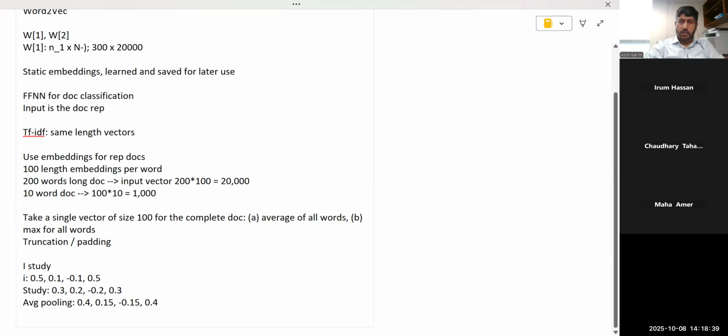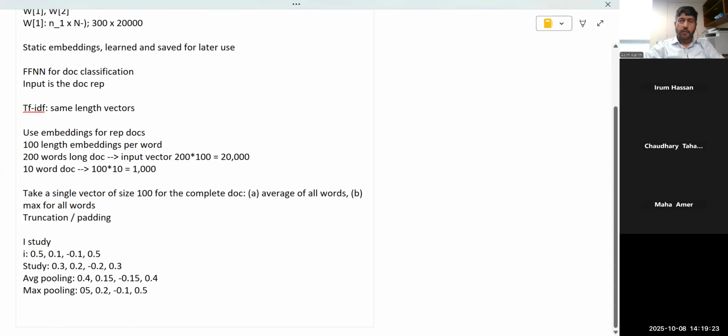ठीक है. तो max pooling क्या होगी? We take the max of the 2 vectors. In this case 2, but if they are more than 2, then जो भी max है. ठीक है. तो max मेरे पास 0.5 आ जाएगा, इधर 0.2 आ जाएगा और -0.1 आ जाएगा and then 0.5. ठीक है. So this would be the vector for max pooling. And then we will use this vector as a representation for the document. So the document vector size is also of the same length as the embedding size.